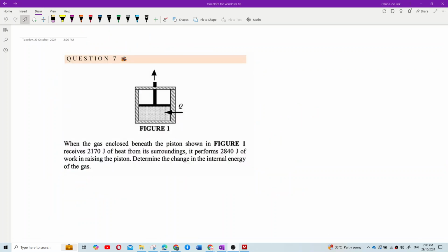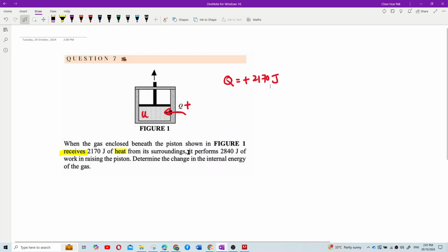Okay, sambung. So when the gas enclosed beneath the piston shown in the figure receives heat, so inside the gas has internal energy, kan? Now it says it receives heat. Receive heat, maksudnya itu Q masuk, kan? Q masuk itu Q positif. So maksudnya kita boleh tulis Q ialah positif 2170 joule.